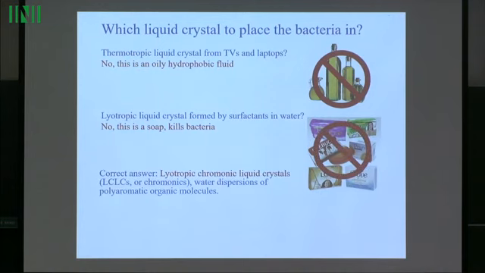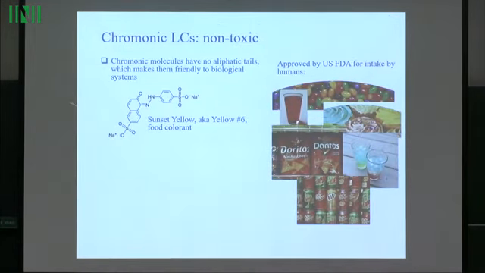The only thing available, at least as of today, is the so-called lyotropic chromonic liquid crystals, which are water dispersions of polyaromatic organic molecules. This slide shows one of those examples: the so-called sunset yellow, also known as yellow number 6. If you come to the United States and buy Doritos or even some Coke drinks, Dr Pepper, and read what's there, you would find sometimes yellow number 6, yellow number 7, and those are chromonic liquid crystals if you concentrate them.